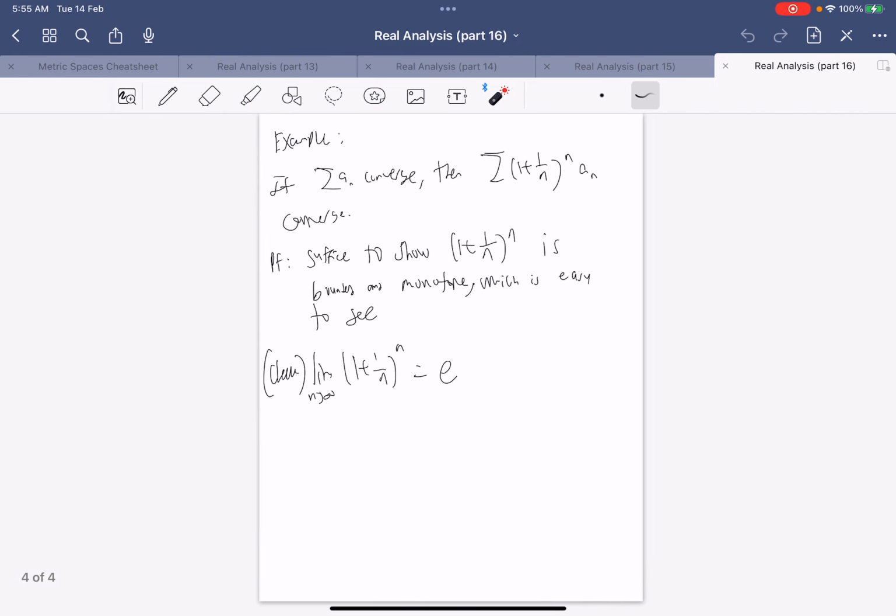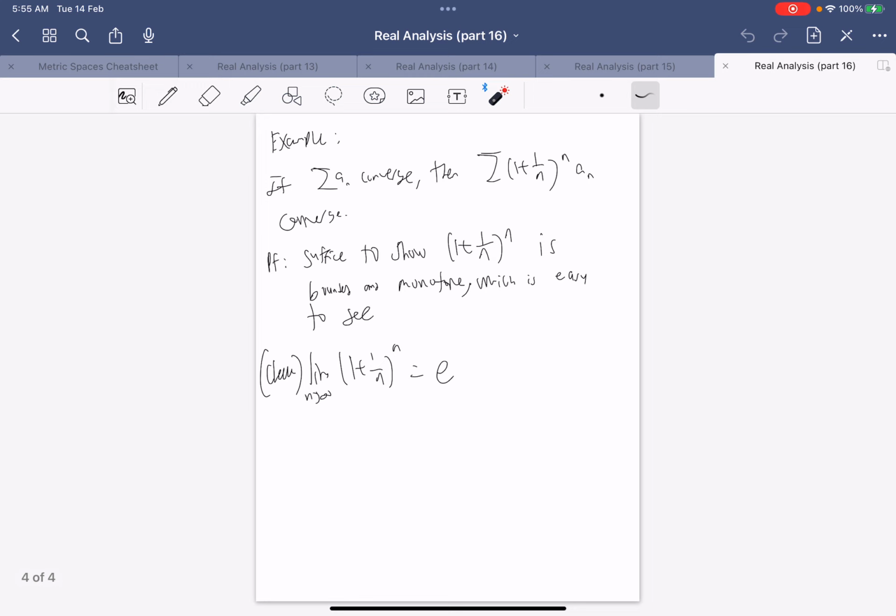And so we can see an example to see how it's applied. If we are given that the series of a_n converges, then you want to prove that the summation of (1 plus 1 over n) to the power n times a_n converges. So by Abel's variant of the Dirichlet test, you can see that we just need to show that (1 plus 1 over n) to the power n converges. And that's easy to check, the limit is the Euler number.